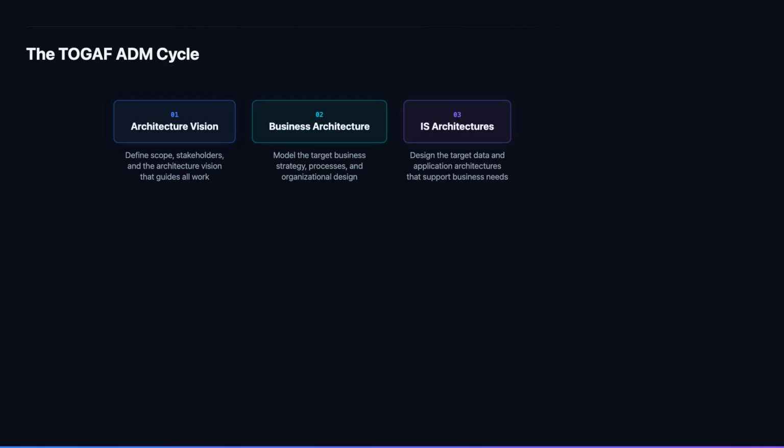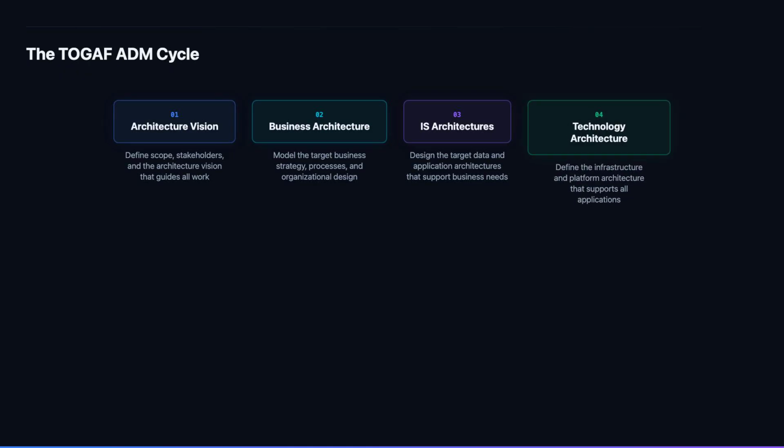The information systems architectures, data and application, define how information is structured, stored, and accessed, and how software systems support business capabilities. These phases produce the data models, application portfolios, and integration designs that guide all IT investment.